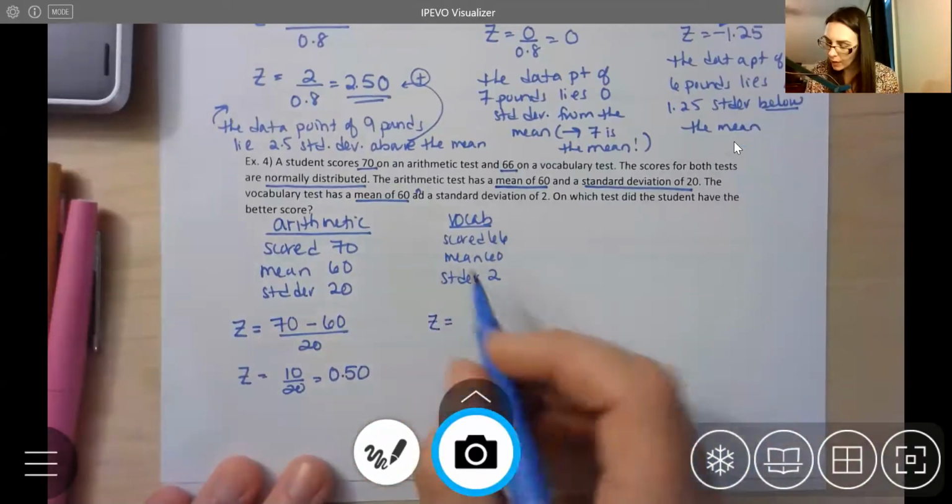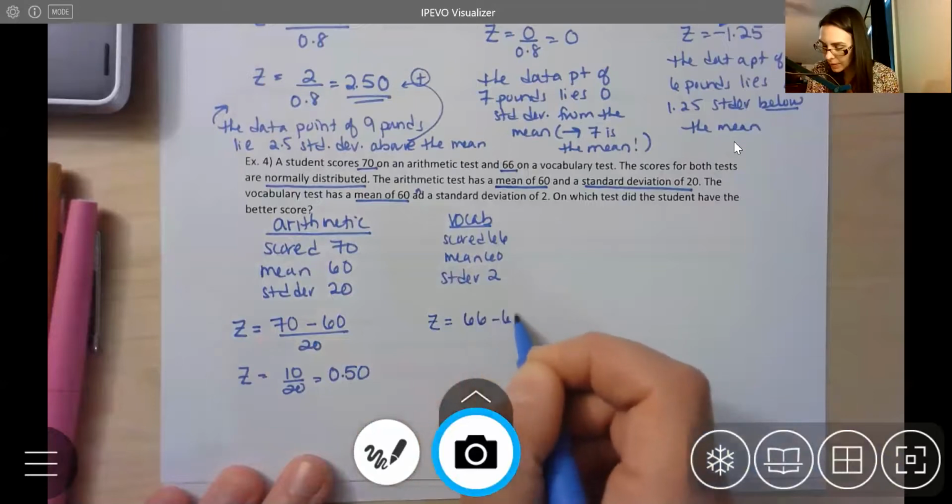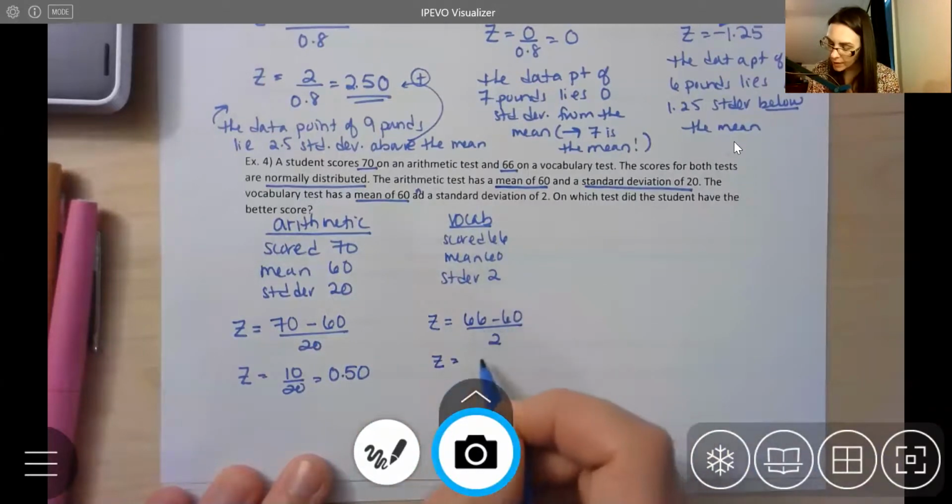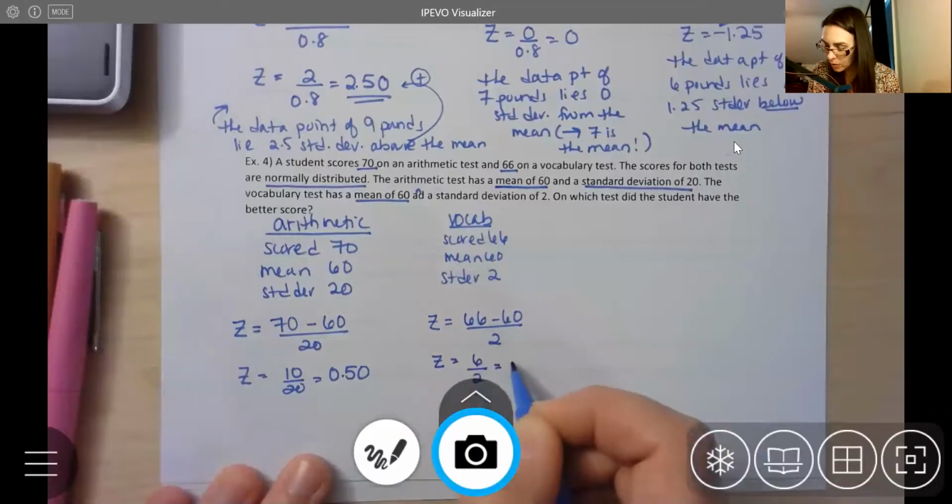Now for this one, again, we have 66. My mean is 60 and I'm dividing by 2. 66 minus 60 is 6. 6 divided by 2 is 3.